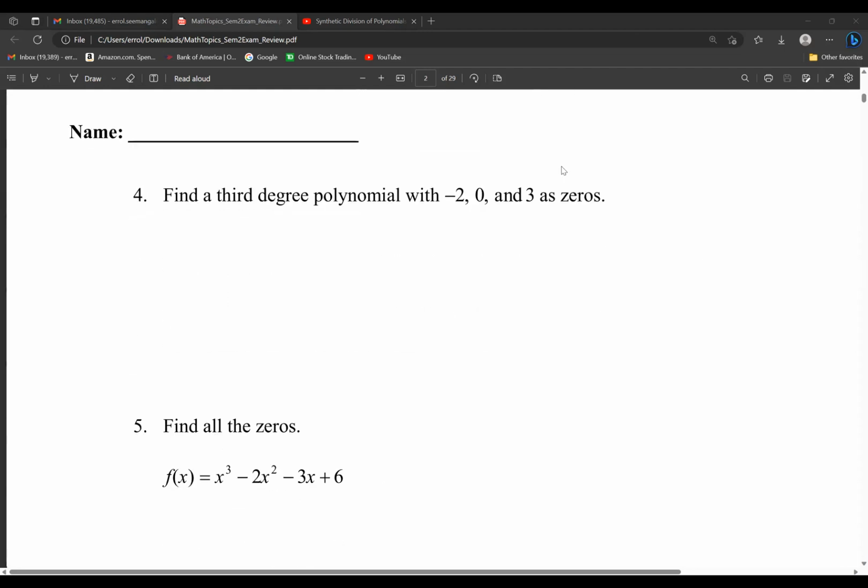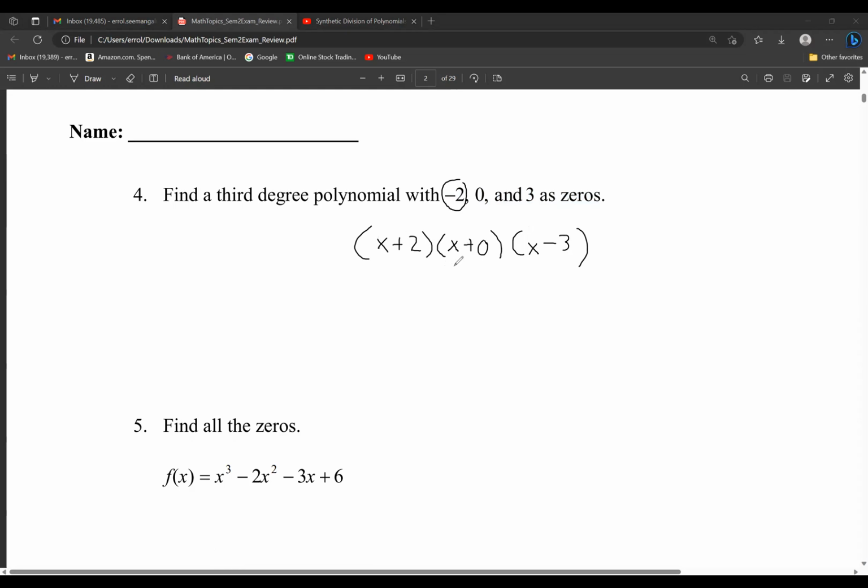Find the third degree polynomial with. Do you know how to do this one? Yes. All right, they're giving you the zeros already, so just write the equation. It's going to be the opposite of that sign. So the first one, right? So x plus 2, x plus 0, and the last one is what? 3. X minus 3, right?